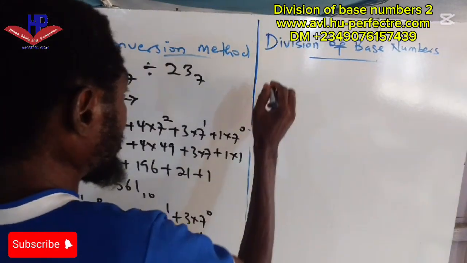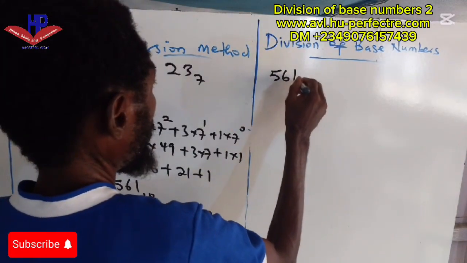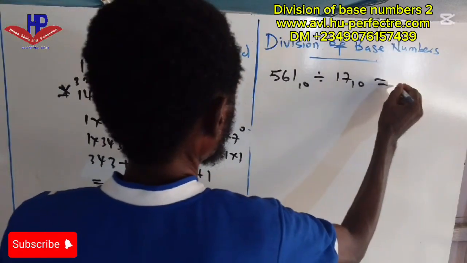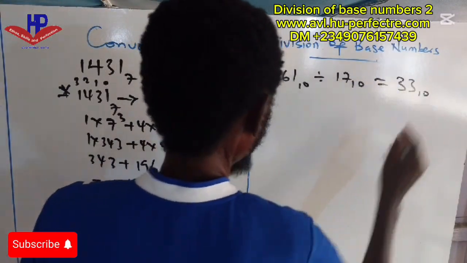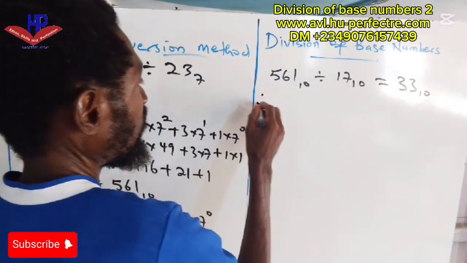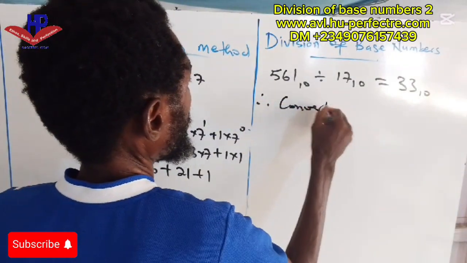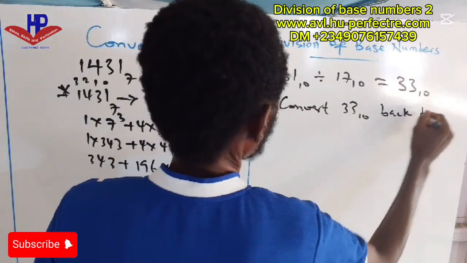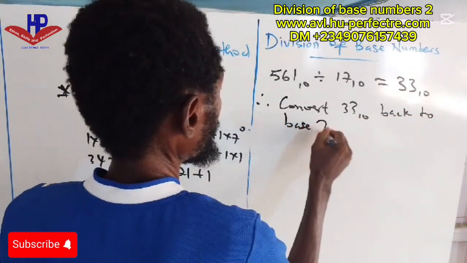So I'm going to divide 561 base 10 by 17 base 10. If you do that, your answer will be 33 base 10. So now, therefore, convert 33 base 10 back to base 7, which was the original base we were dealing with.